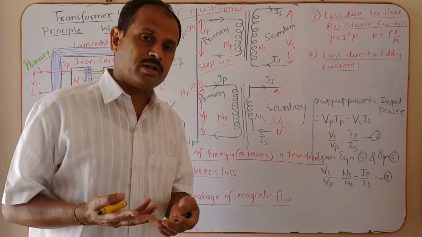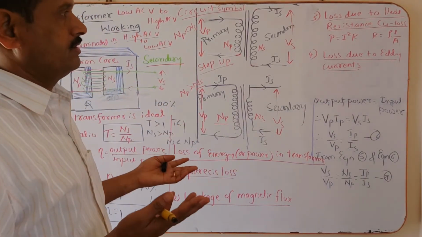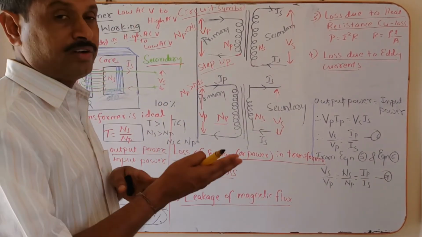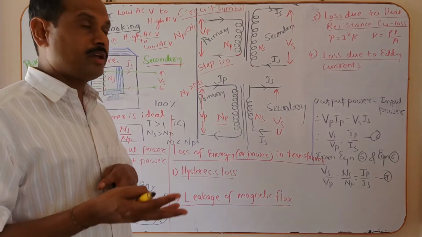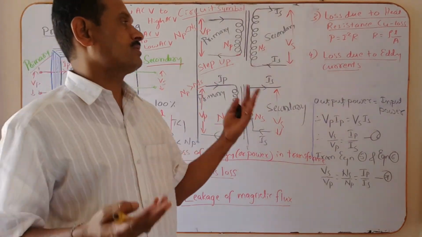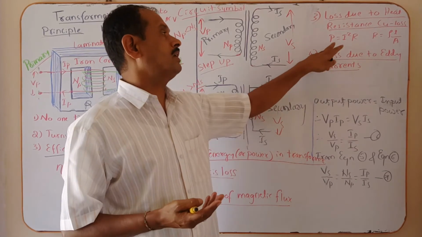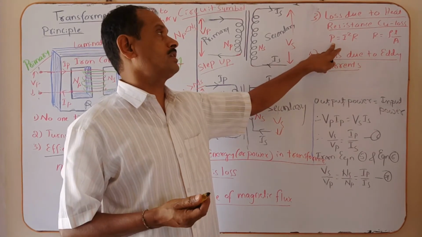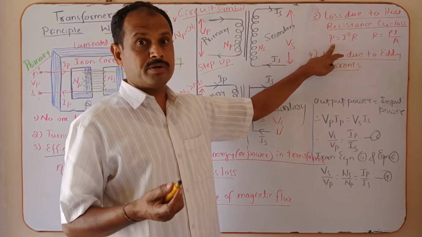That is said to be copper loss. Due to the heat produced in the coil by the flow of current inside the primary or secondary coil, there is a loss of energy as heat. This is said to be resistance loss or copper loss.